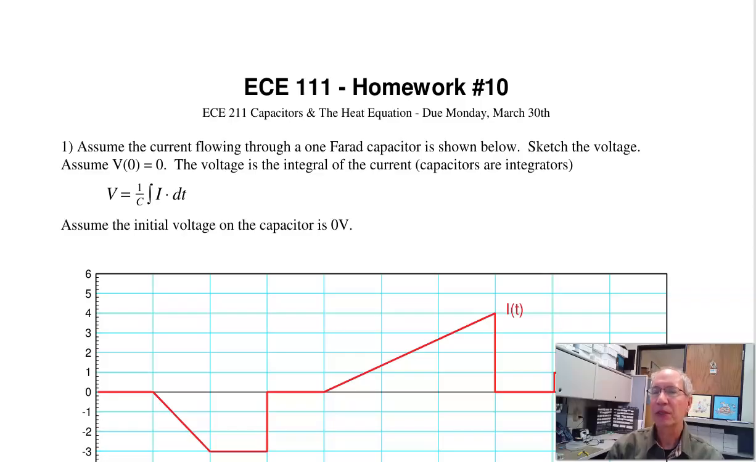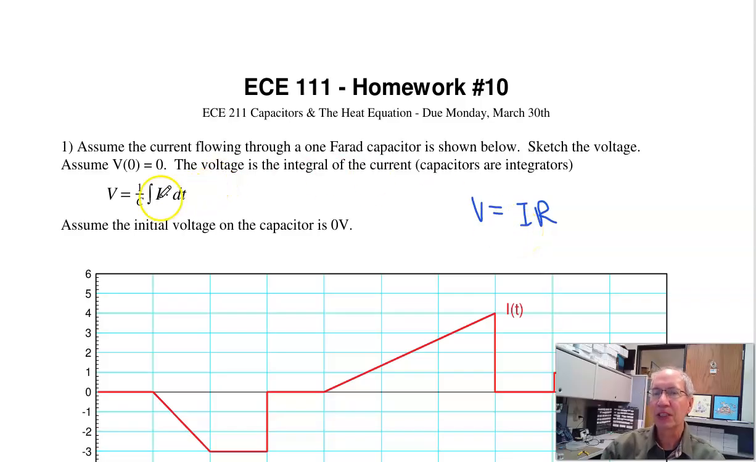Now, starting out, capacitors are integrators. Resistor is just an amplifier. From before, we have V equals I times R. So R converts current to voltage and is the gain. Like a 2 ohm resistor, voltage is double the current, 100 ohm resistor, voltage is 100 times the current, and so on. Capacitors are different.